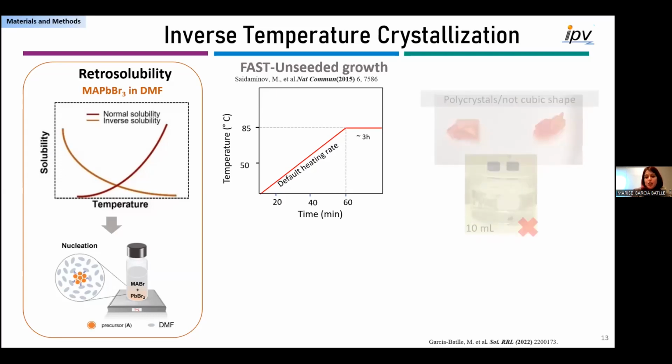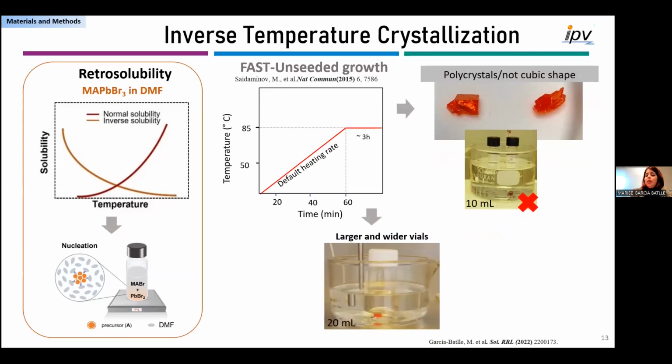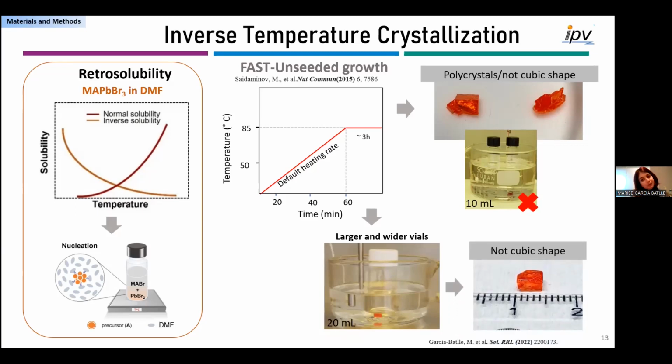And I have to say that at the beginning of this process, I was quite worried, because when we check the literature, it seems quite easy to grow a single crystal, but it's not easy at all. We need to optimize many conditions. At the end, we ended with this polycrystalline sample with no cubic shape. So we changed to larger and wider vials in order to let the crystal grow over a large area. And we obtained a better quality crystal, but still not cubic.